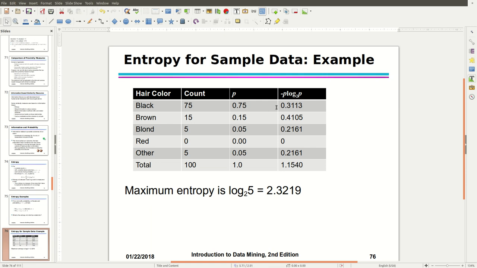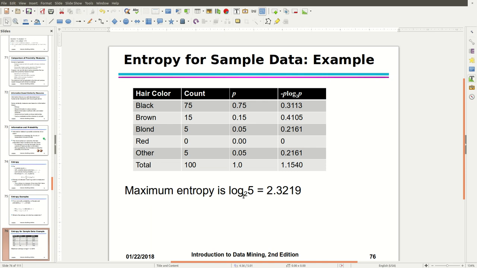If you actually plug that into the equation, this is the value you get. Minus p times log 2 p will give you this number. So if you calculate for each of these, as you see, the total will be 1.1540. This is not the maximum, because the maximum will be in the case where everything has equal probability.